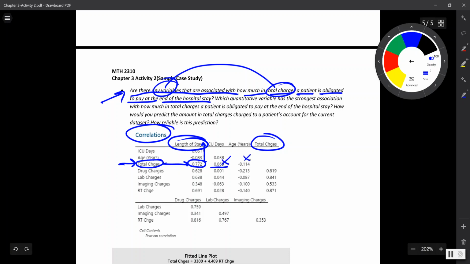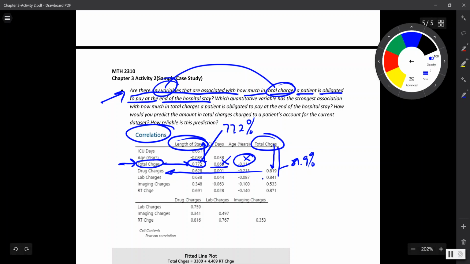This is 11.4%, this is also weak. Don't worry about the negative signs. We're actually looking at the positive, the absolute values. Then again, total charges here also relates with what? Drug charges. This is 81.9%, larger than the 77.2% that we saw earlier.